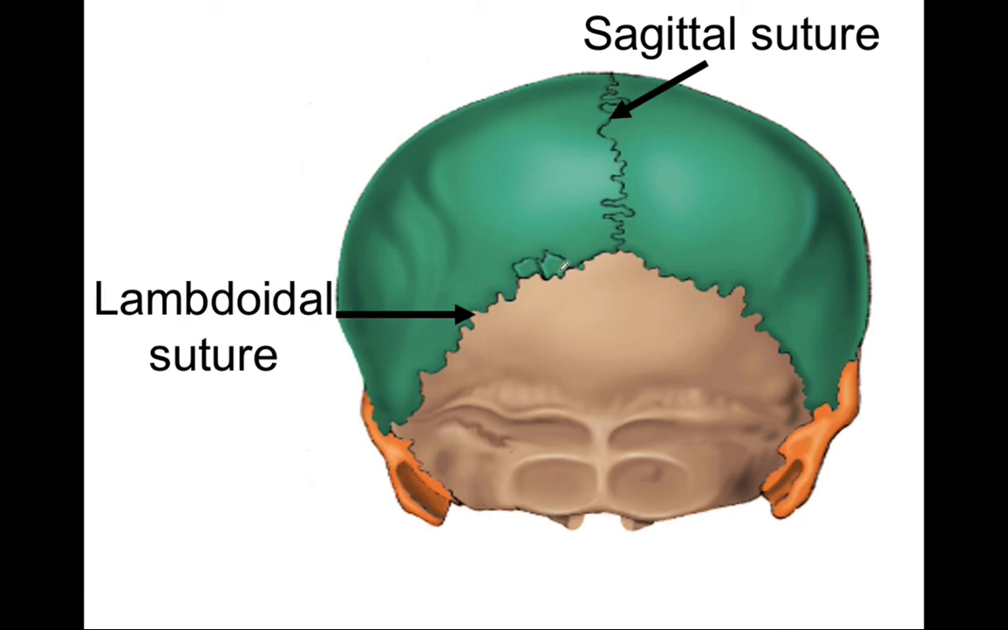I always remembered the lambdoidal suture because if you tilt your head, this will roughly look like a very abstract letter L. The last suture that we have is the sagittal suture, which will sit in the sagittal plane. This suture is formed by the articulation of the 2 parietal bones.